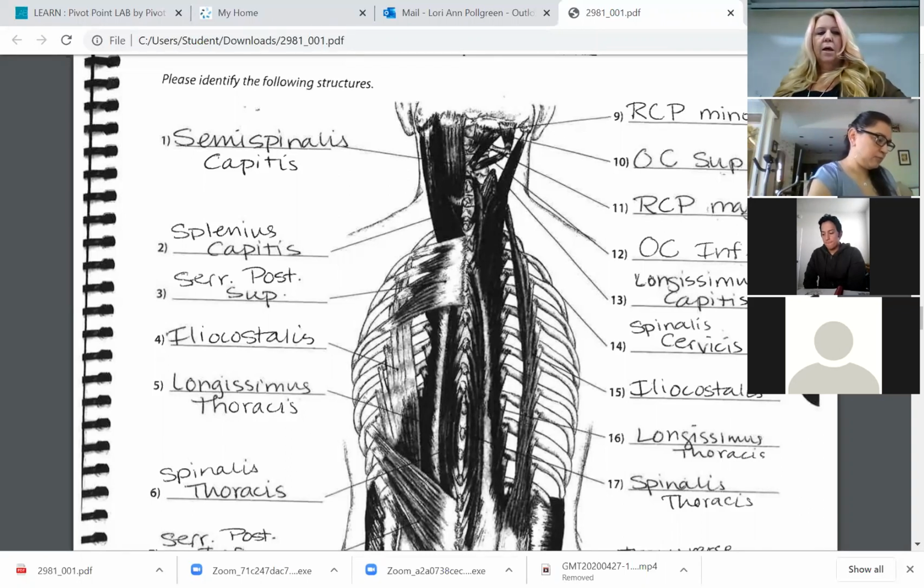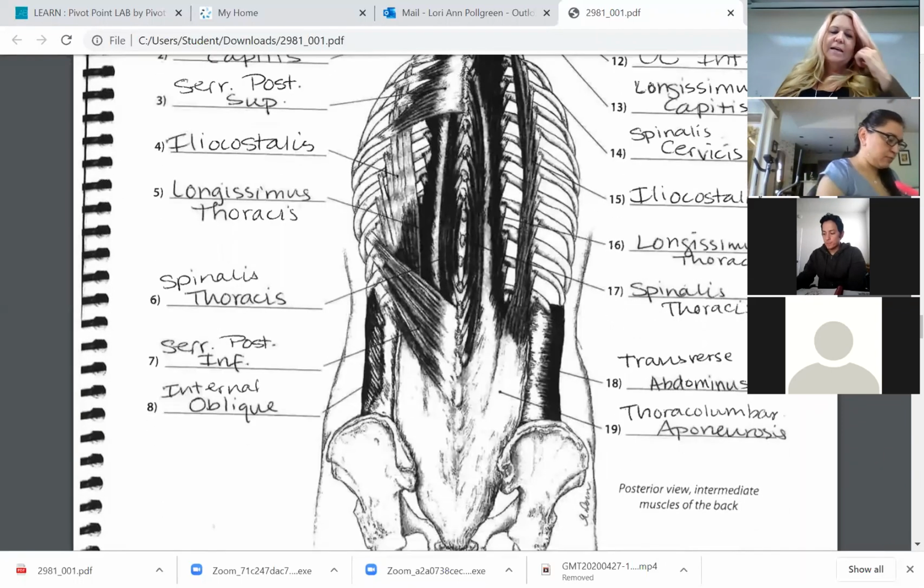I'm going to scroll up. 6, spinalis thoracis. It's pointing all the way in. Spinalis is the most medial, and it's the part that attaches around the thoracic part. And if you look in your Trail Guide on page 189, you'll actually be able to see all the little attachments there on thoracic vertebrae. Then we have our serratus posterior inferior, inferior below, and our internal oblique.